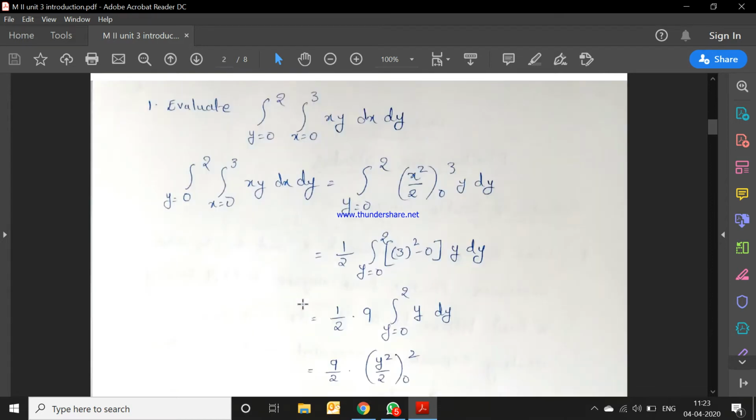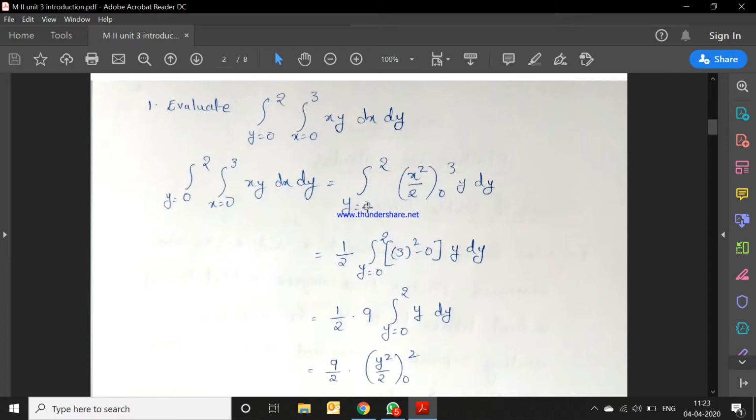Now we will discuss an example on double integration. Evaluate integral y equal to 0 to 2, integral x equal to 0 to 3 of xy dx dy. In the problem they are giving the limits of x and y directly. We can integrate first with respect to x, next with respect to y.